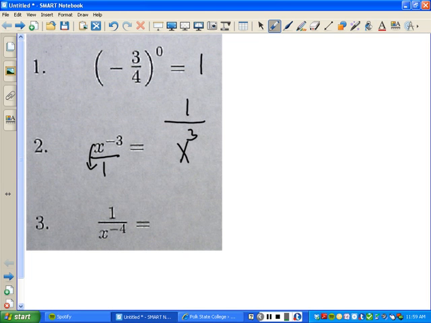So now what? The answer is 1 over x to the 3rd. Because the 1 is on the bottom, it has to move to the top. The negative in the exponent has to move to the bottom if it's on top. Currently it's on top, so it moves to the bottom. Now notice this one on the bottom is going to have to move up to the top. So that's just going to become x to the 4th. If it's on bottom, it moves to the top. If it's on top, it moves to the bottom.